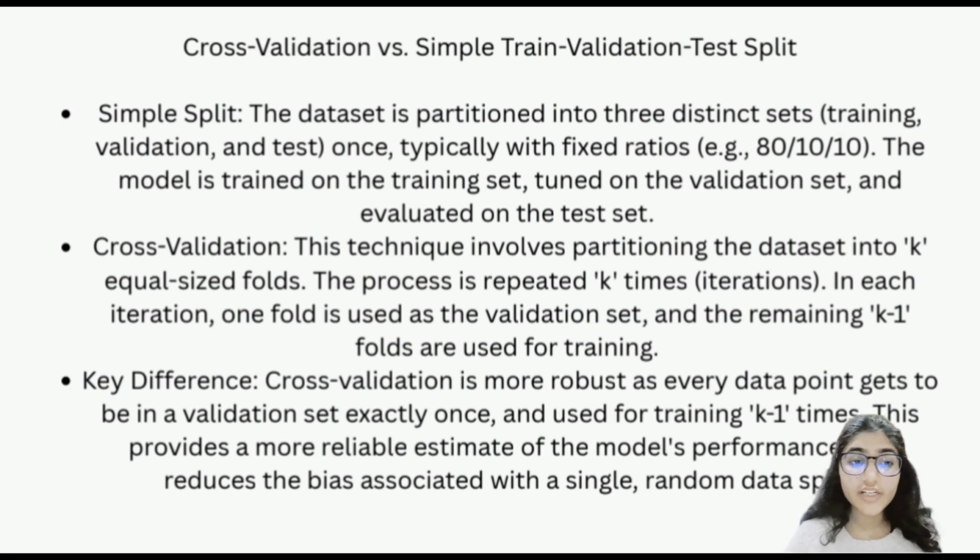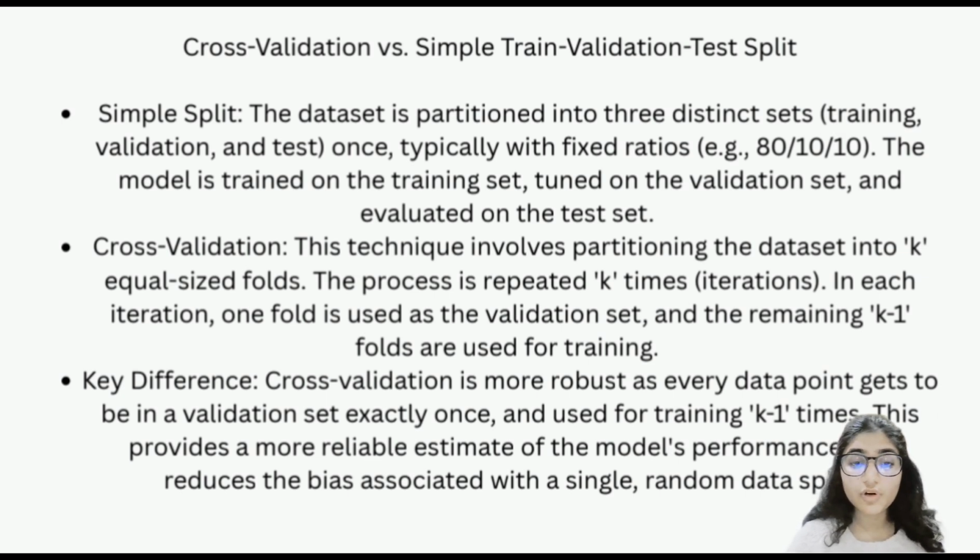Now, what is cross validation? This technique involves partitioning the data set into k equal folds. The process is repeated k times, that is k iterations. In each iteration, one fold is used as the validation set, and the remaining k minus 1 folds are used for training.